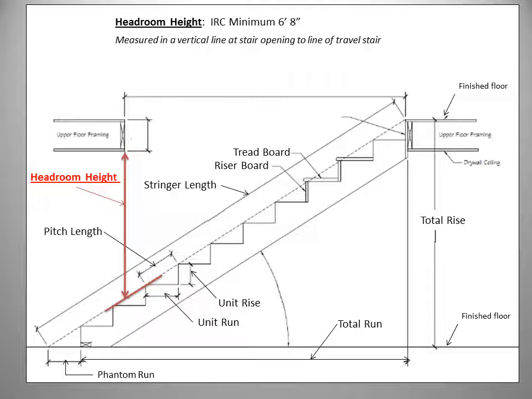Headroom height. The IRC says that the minimum headroom height for a stair must be at least 6 foot 8 inches tall. That distance is measured in a plumb line starting from the closest point of the upper floor to an imaginary straight line laid across the nose of the treads.